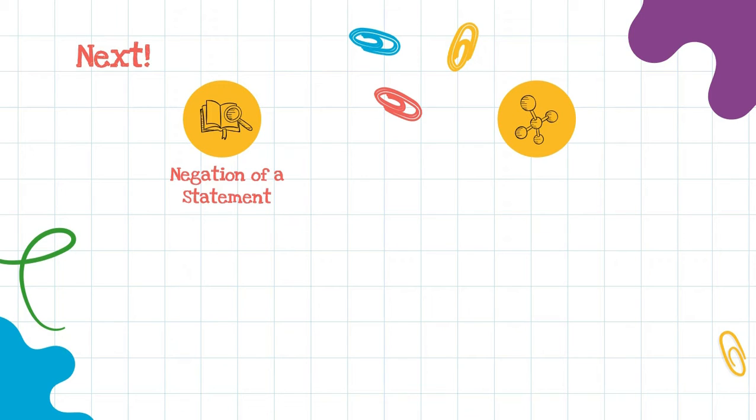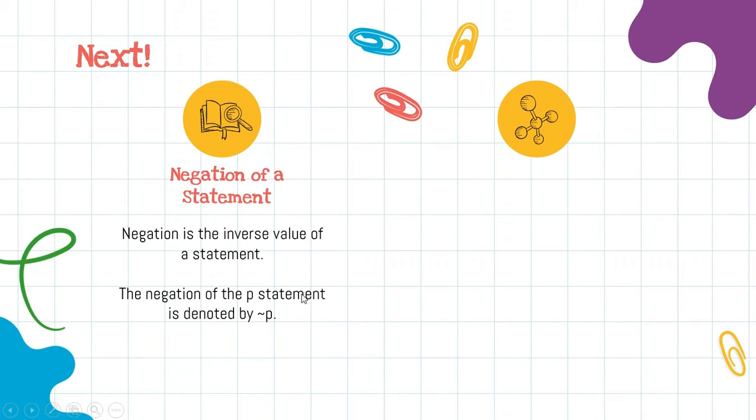Next, about negation of a statement. Negation is the inverse value of a statement. When a statement is true, then the negation is false. And when a statement is false, the negation is true. The negation of the statement P is denoted by tilde P, like this.